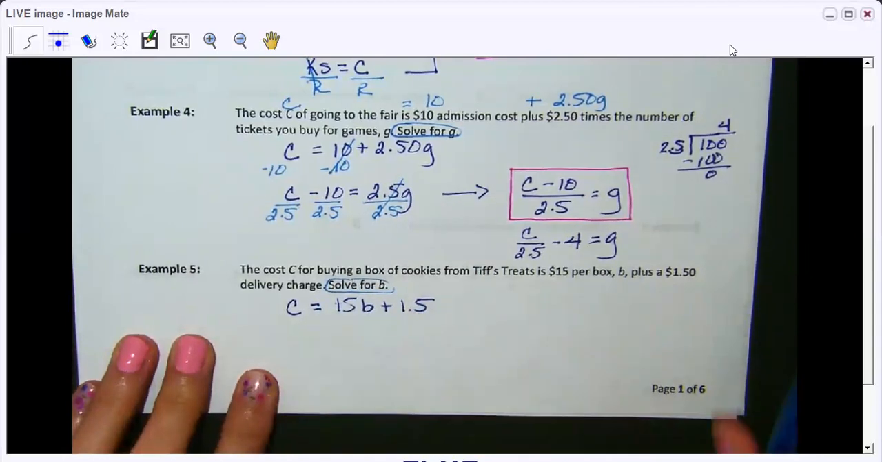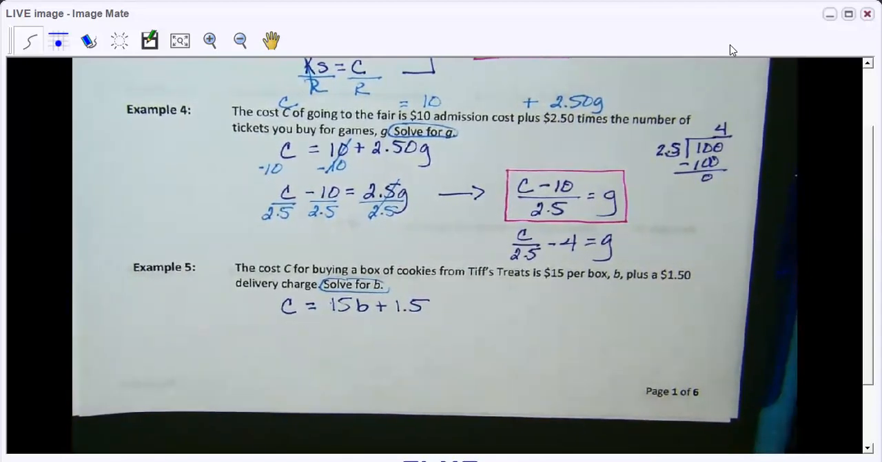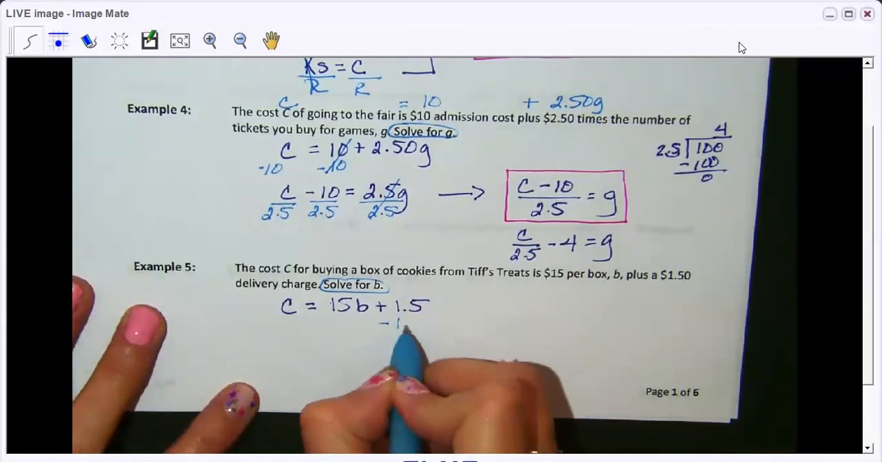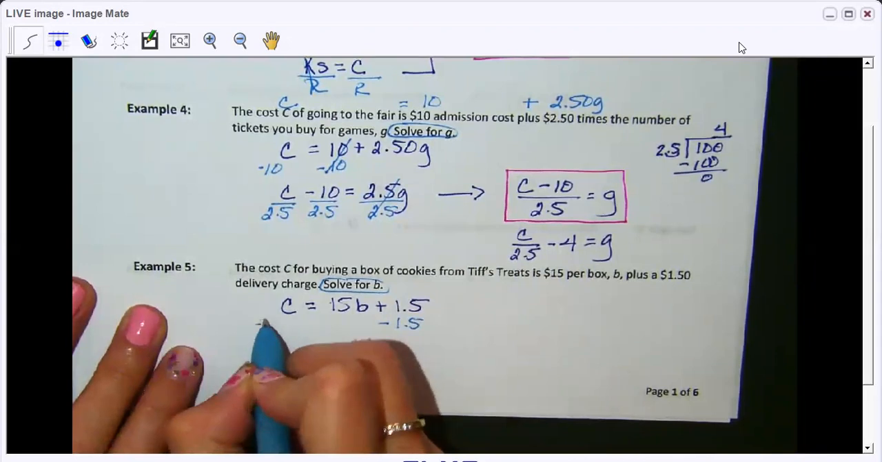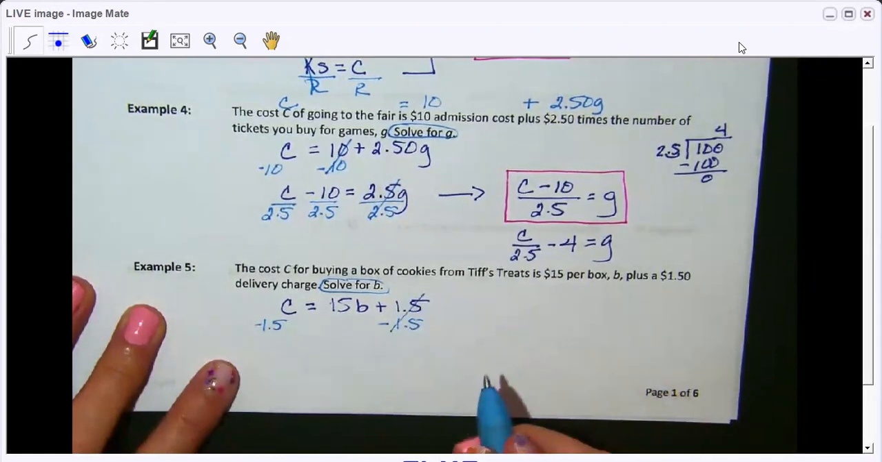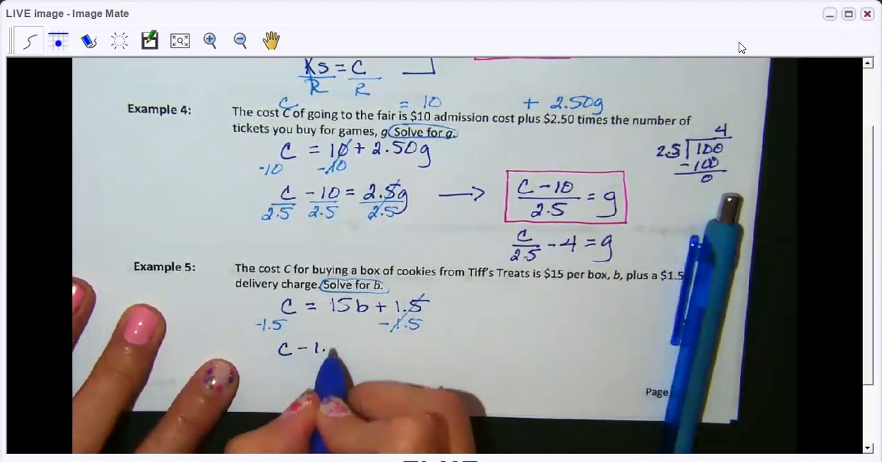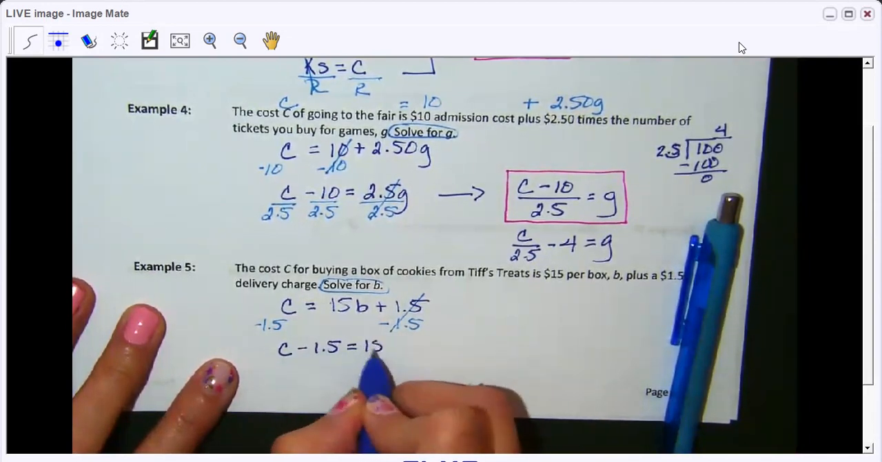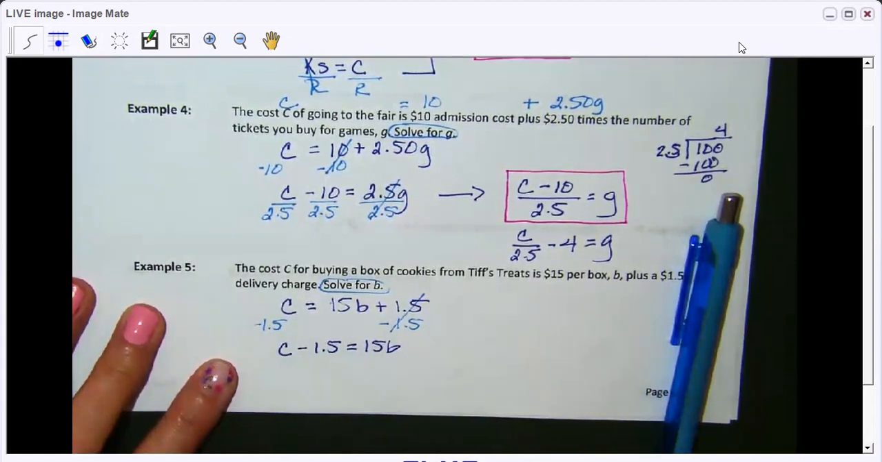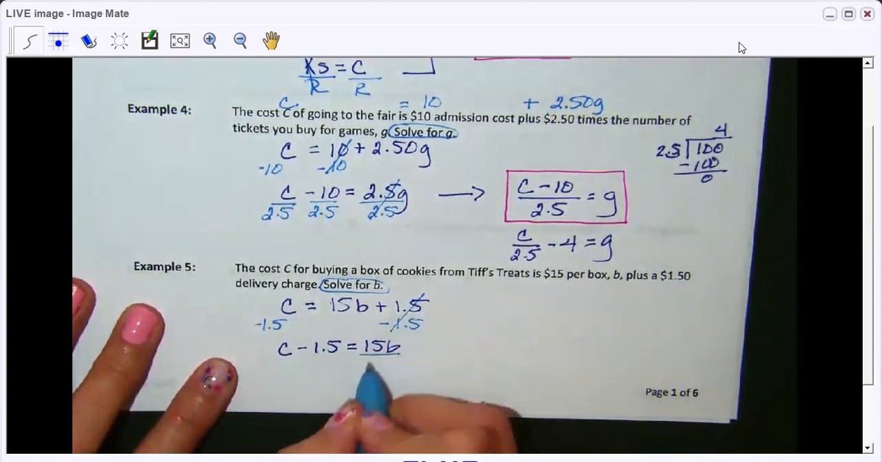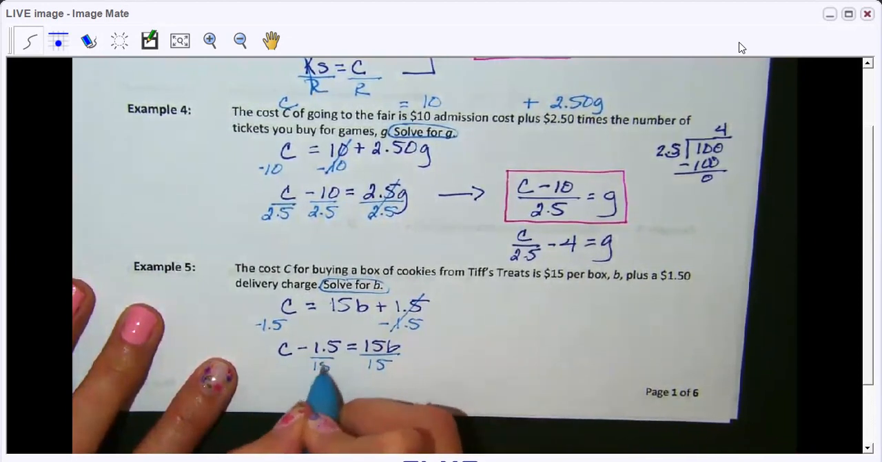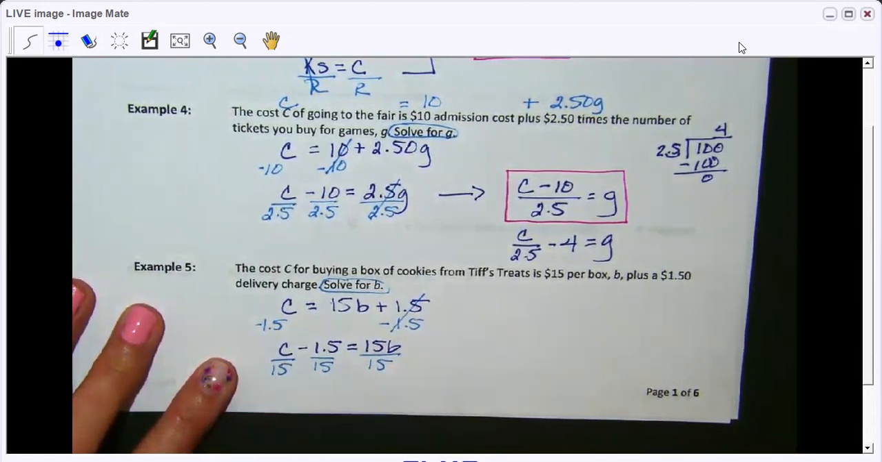Subtract on both sides, right? Oh, minus. Okay, so the first thing we discussed is that we're gonna subtract 1.5 on both sides. And we end up with C minus 1.5 equals 15B. Then we divide everything by 15.